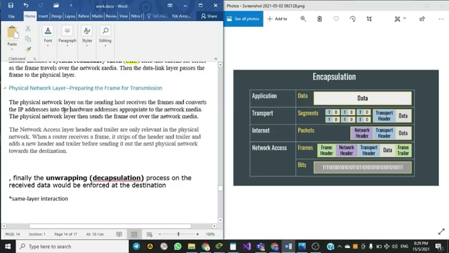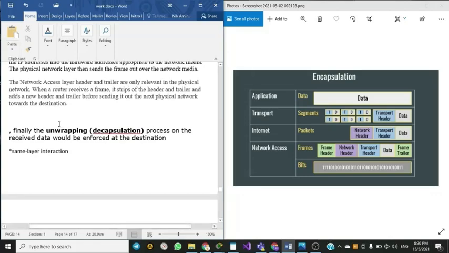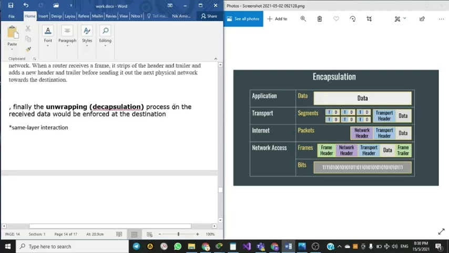This could be a switch or router. The physical network layer then sends the frame out over the network media. The network access layer header and trailer are only relevant for the physical network. So wireless we probably don't use this. When a router receives a frame, it strips the header and trailer, adds a new header and trailer before sending it out on the next physical network toward the destination. And finally, the decapsulation process will take place.